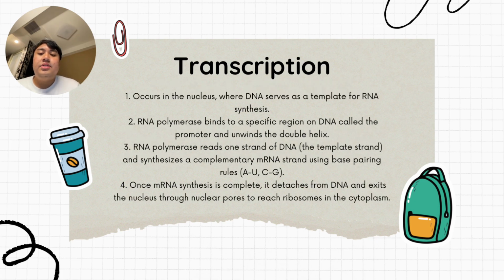Next is transcription. First, it occurs in the nucleus, where DNA serves as a template for RNA synthesis. Two, RNA polymerase binds to a specific region on DNA called the promoter and unwinds the double helix. Number three, RNA polymerase reads one strand of DNA and synthesizes a complementary mRNA strand using base pairing rules.